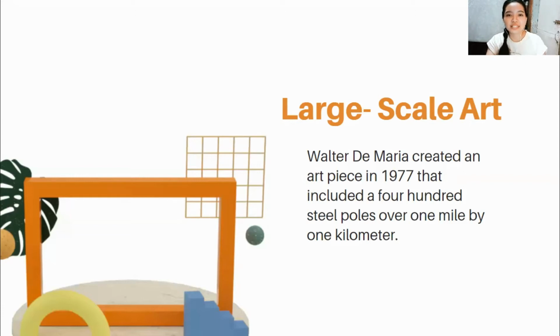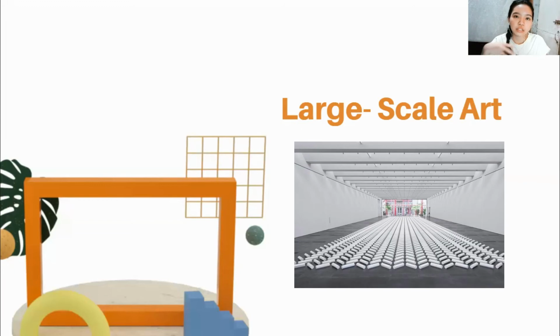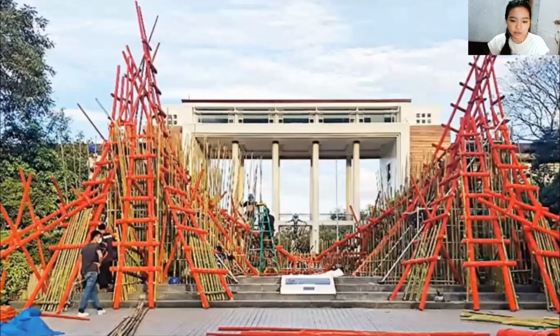Coming from the word itself, large, it mainly needs a huge space for you to be able to install these kinds of art. In 1977, Walter De Maria created an art piece that includes 400 steel poles over 1 mile by 1 kilometer. It was installed in a street, and the amount of space that is needed is really immense, hence the name large scale art.